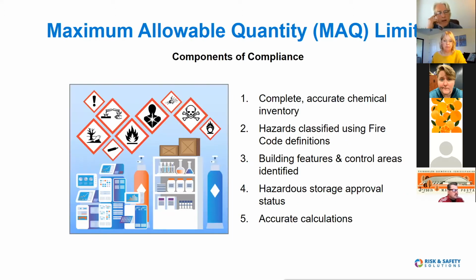We're here to talk about the limits. It's kind of funny because the code is written in a way, and again, Nick can correct me, but the code's written in a way where you can't do anything except. And so the maximum allowable quantities are exceptions. So you can't store any hazardous materials in this building except for the amounts that they have in the MAQs. It's a difficult way to communicate with normal human beings, but the fire marshals are special people.